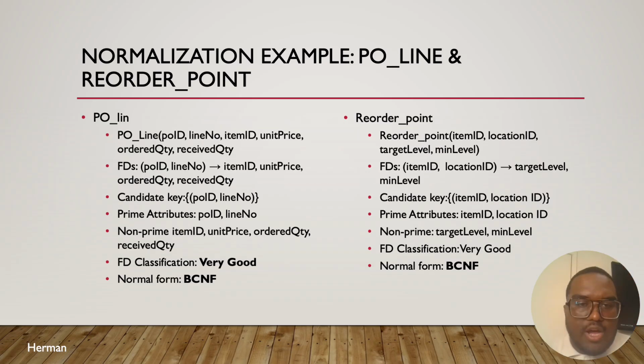To continue from Rashad, normalization example of a purchase order line and a reorder point. A purchase order line and a reorder point are good examples of relationship tables with composite keys. For a purchase order line, the combination of a purchase ID and a line number uniquely identifies a line and determines the rest of the attributes. For a reorder point, the combination of an item ID and a location ID determines the thresholds. In both cases, the only non-trivial FD is from the full key to the non-key attributes. So both tables are in BCNF and do not require decomposition.